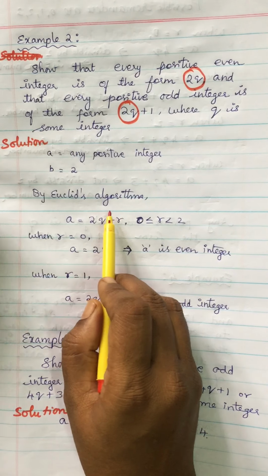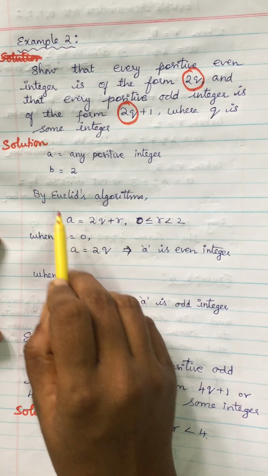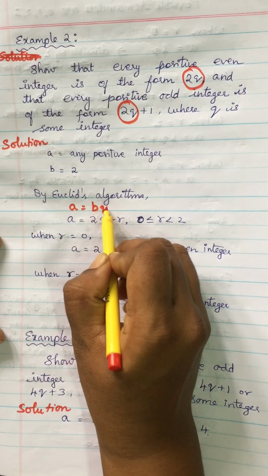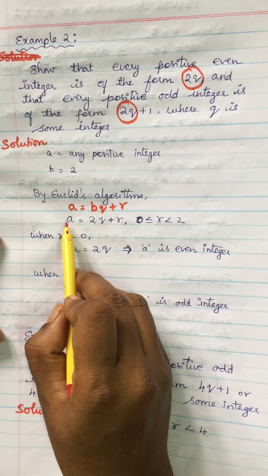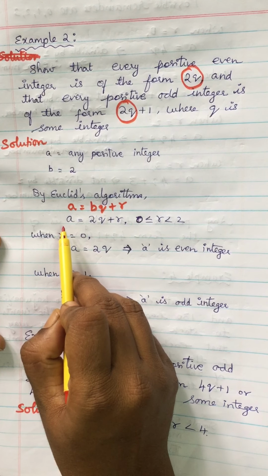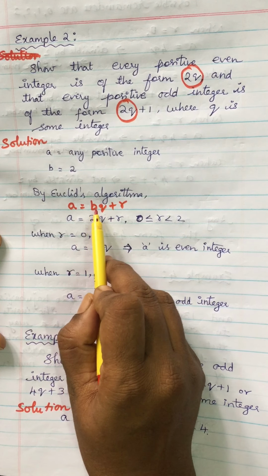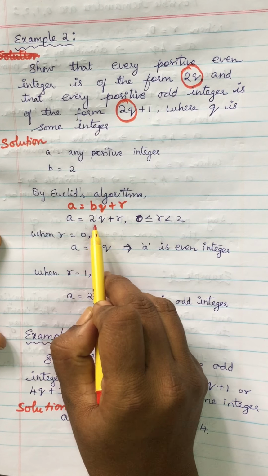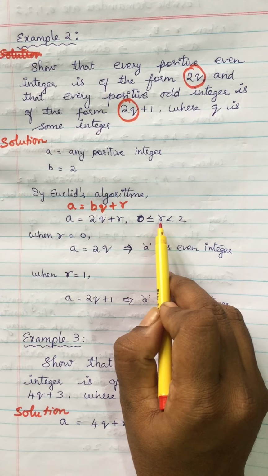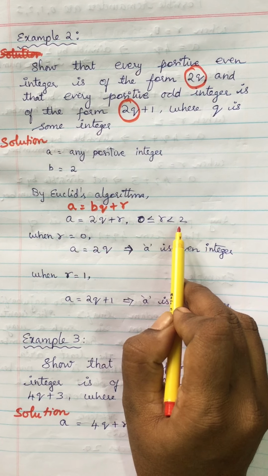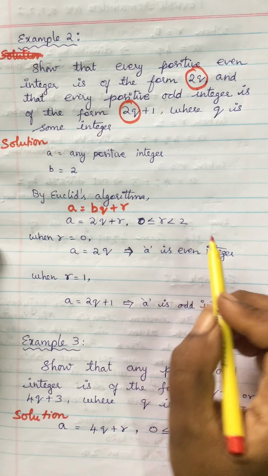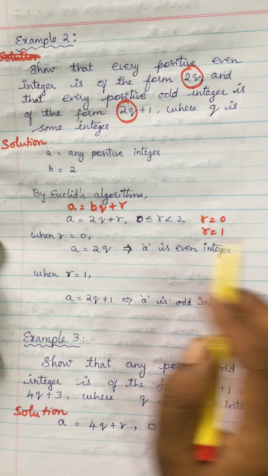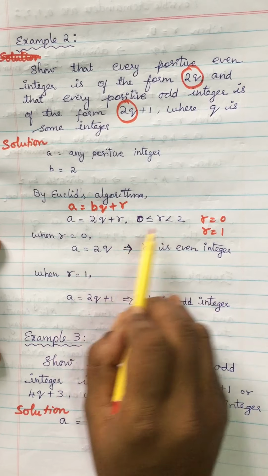Then by Euclid's algorithm, what does the formula say? a equals bq plus r. Since a is any positive integer, I am writing a as it is, equal to bq plus r, with b as 2, so a equals 2q plus r, where r should be between 0 and b. Here b is 2, right? So r can take the value either 0 or 1. It should not go beyond 2. It should be less than 2.